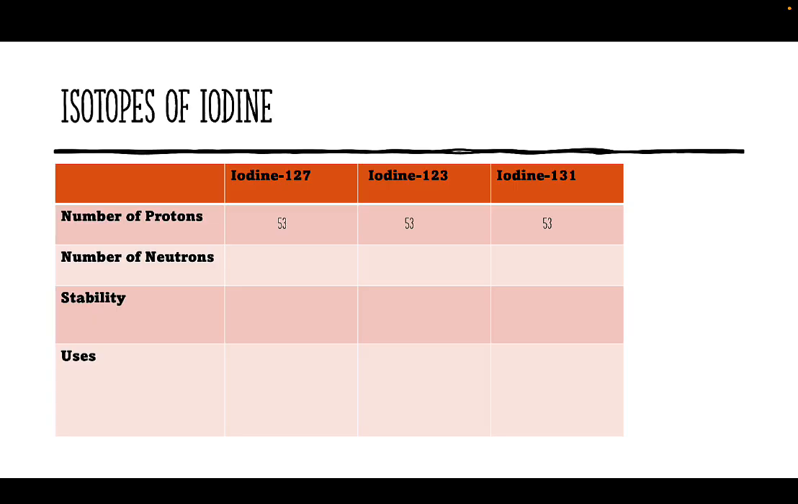But what about the neutrons? How are the neutrons a little different? Well, iodine 127 has 127 total mass-containing particles. That's protons plus neutrons. And therefore it has 74 neutrons. 127 minus 53 that are protons, 74 neutrons. Slightly fewer for iodine 123, 70. It's got slightly fewer protons and neutrons. And iodine 131 will have 78 neutrons. So again, they all have the same number of protons. They're all iodine, but they have different numbers of neutrons.